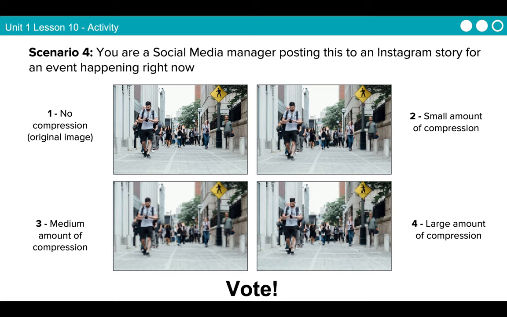I would probably say that because it is just for illustrative purposes, there's some event happening right now, probably option three. Depending on how good you really wanted the image to appear, you could probably go for option two, but I certainly wouldn't go for option one. The amount of quality in the image for an Instagram story showing an event that's happening right now, it's not needed. So my vote there would be either number two or probably number three, possibly number two, but probably number three.